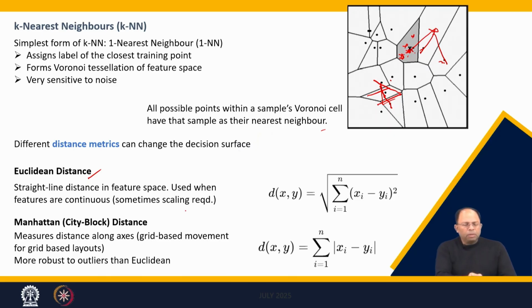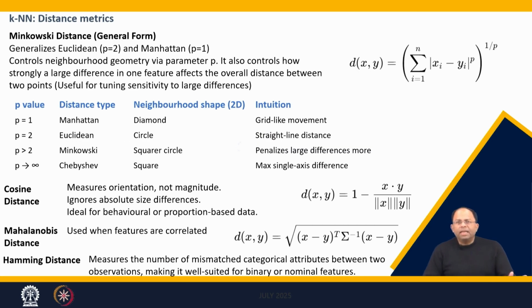Then it could be based on Manhattan distance, otherwise known as city block distance. It is a grid based movement pattern. That means I do not go directly, I will go following a particular grid that is there. So, it's a measured distance. The distance is measured along axes, and it is basically more robust to outliers compared to Euclidean measures, and you can see the formula for that over here, and this is the formula for a linear distance measure, right. In this way we can use many other distance forms.